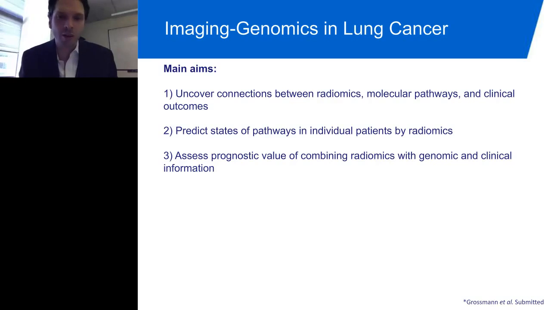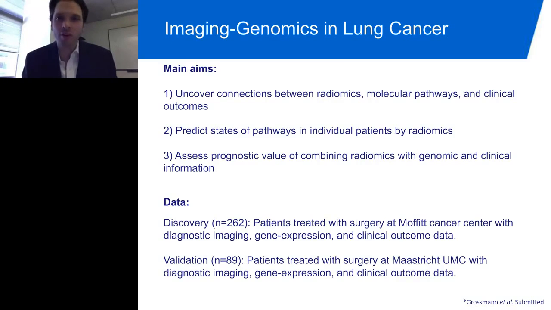But we also wanted to assess the prognostic value of combining radiomics with genomic and clinical information and see if there was complementary information. So we had two data sets for this. We had a discovery data set of 262 patients who were treated at the Moffitt Cancer Center. For each of these patients, we had diagnostic imaging, gene expression data, and clinical outcome data available.